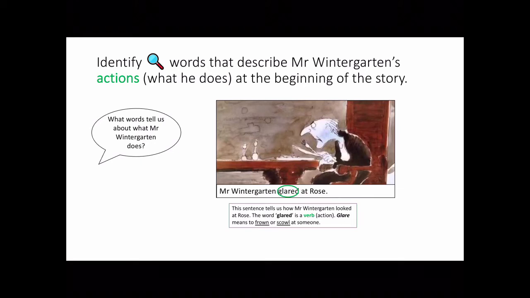This sentence tells us how Mr. Wintergarten looked at Rose. The word glared is a verb, an action. Glare means to frown or scowl at someone. That means he wasn't very happy with Rose. And he gave her a glare, or a bit of a cranky look.